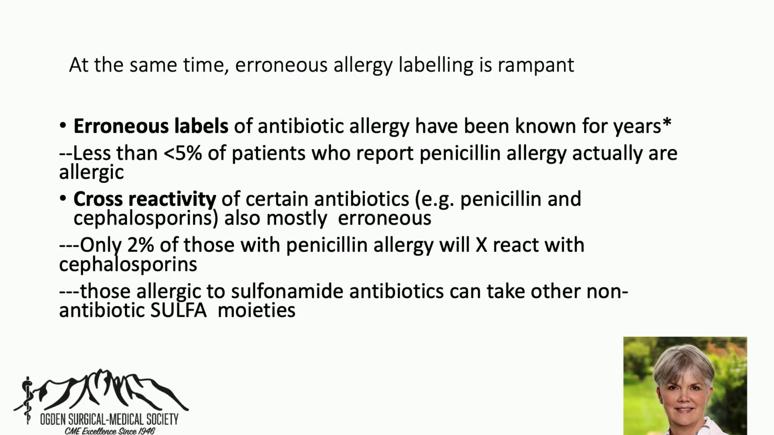At the same time, we know that erroneous labels of antibiotic allergy are absolutely rampant. According to our friends in allergy and immunology, who have published widely, only about 5% of people whose chart says that they're allergic to penicillin truly are. And only about 2% of those people who are truly allergic to penicillin will cross-react with cephalosporins. That's an old paradigm shot down, okay? We also know that people who take sulfonamide antibiotics and have allergies can still take other sulfa drugs like sulfonylureas, but we don't practice that way.